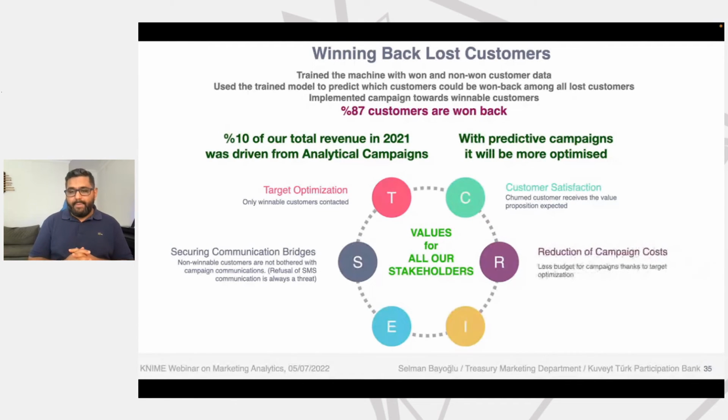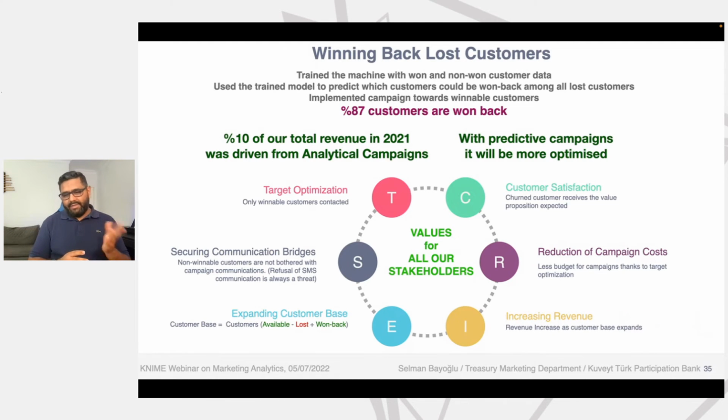And reduction of campaign costs. Less budget for campaigns thanks to target optimization. And expanding customer base. Customer base is composed of available customers who are currently with us, minus lost customers, plus won back customers. And at the end, increasing revenue. Revenue increases as the customer base expands.